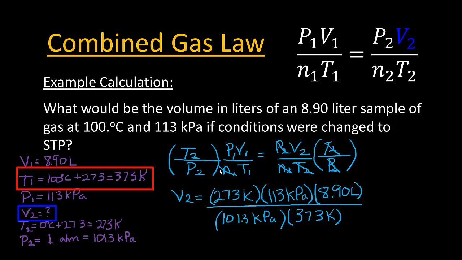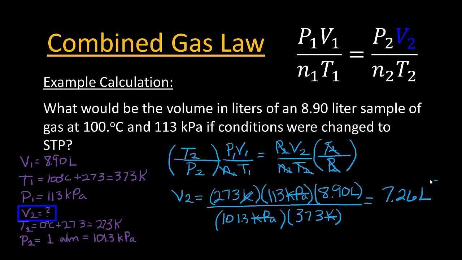Now I'm going to start canceling out my units. I've got a K on top and a K on bottom, so they go away. I have a kilopascals on top and a kilopascals on bottom, so they cancel out. And I'm left with liters, which means my new volume is going to have the units of liters. So 273 times 113 times 8.9 divided by 101.3 times 373 equals 7.26 liters. So our new volume is 7.26 liters.